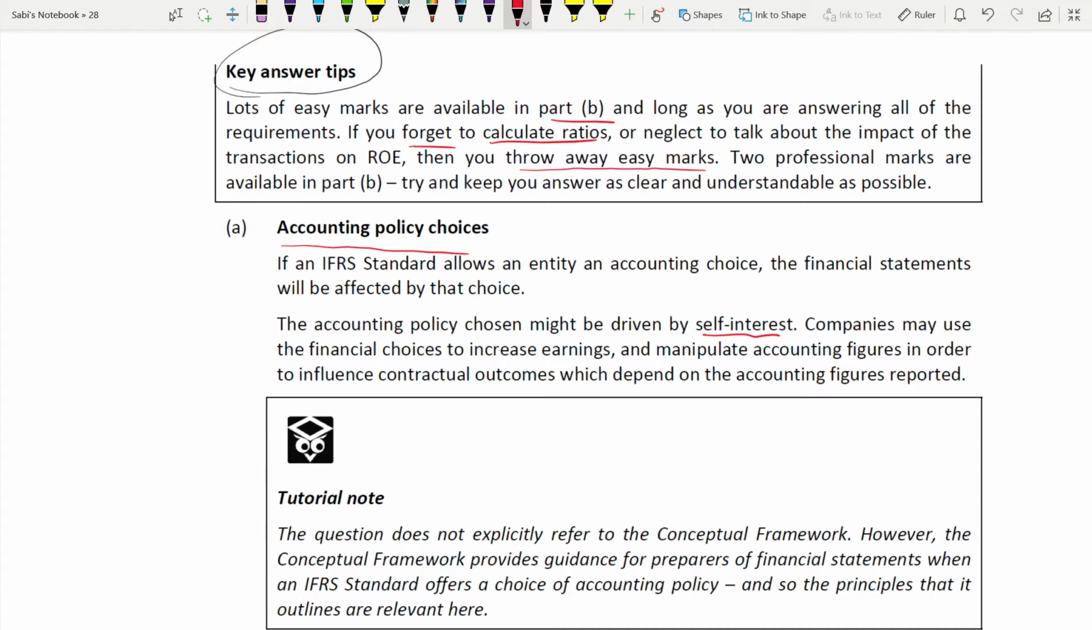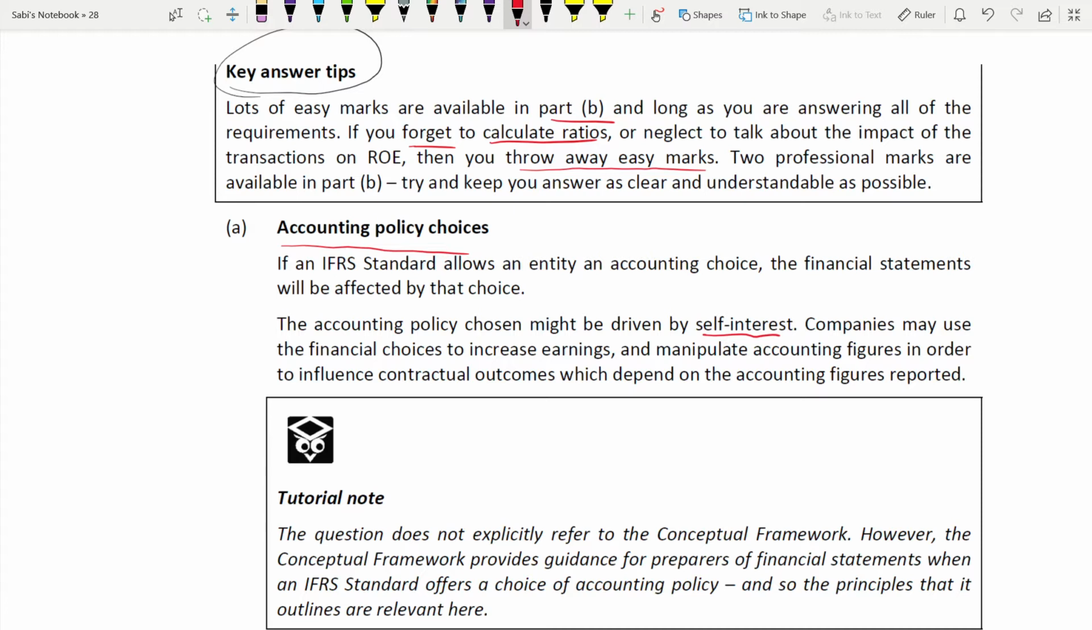For example, let's say IAS 16. You want to show a higher amount of assets to boost the assets in the financial statements so that your liquidity position improves. What would you do? You will choose the fair value method, not the cost method, because the fair value method will give you a higher asset amount. So you will inflate the amount of an asset. It is known as self-interest.